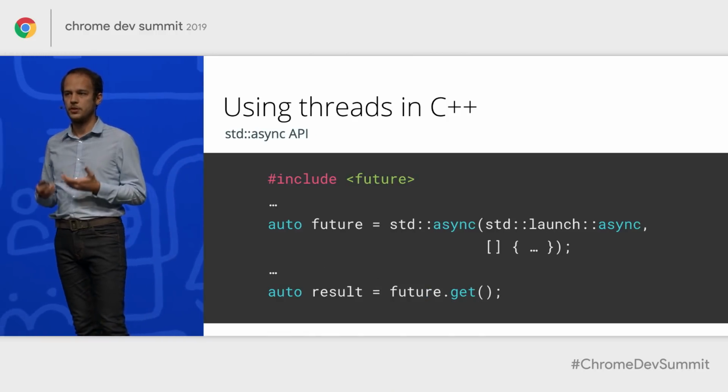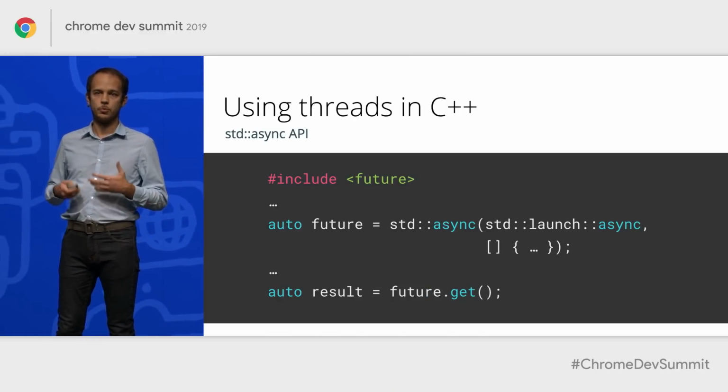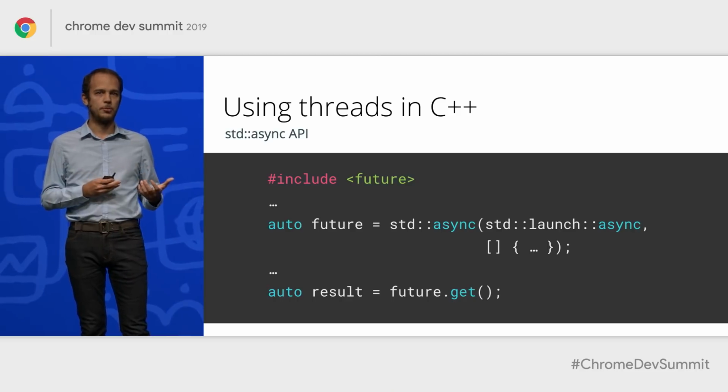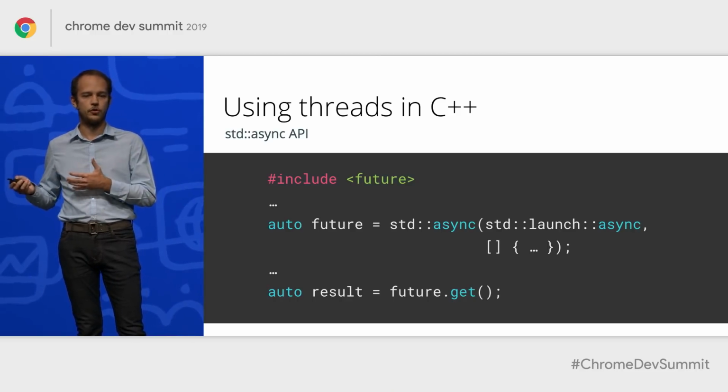Similarly, you can use std::async APIs to spawn futures, which are quite similar to JavaScript promises, but allow you to spawn tasks on new threads.